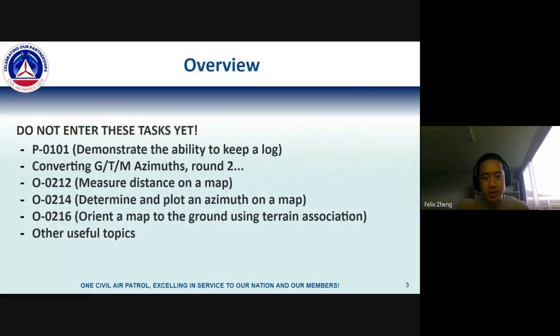But here's an overview of what we are going to be covering today. Please do not enter these task numbers yet, but they are there for your reference. So we're going to go over logging, converting grid, true, and magnetic azimuths, round number 2. We noticed a lot of you did not do so hot on that quiz, so we will be going over that again. Then measuring distance on a map, determining and plotting azimuths on a map, and orienting a map to the ground using terrain association.